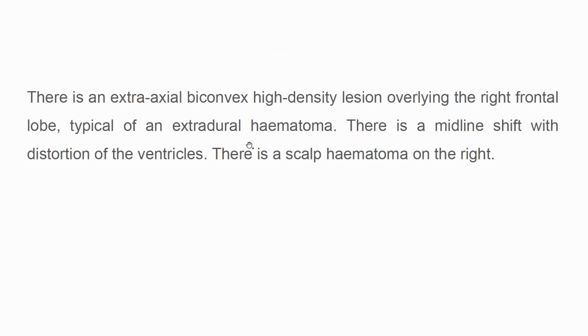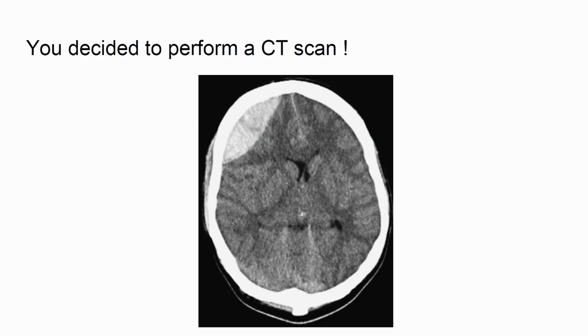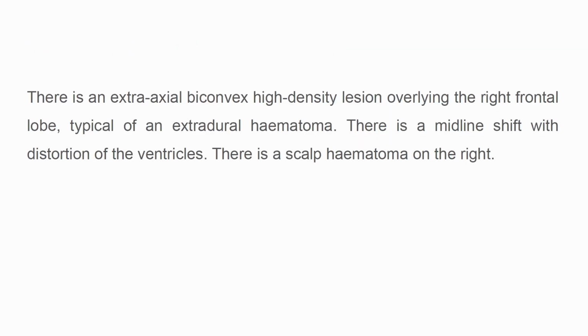We have three questions in this case, okay? First of all, this is the comment that you are going to say on the axial CT head, that there is an extraaxial biconvex high density lesion overlying the right frontal lobe. It's typical of extradural hematoma. There is a midline shift with distortion of the ventricles. There is a scalp hematoma on the right, as we said here, okay? So this is the comment on the CT scan itself, okay?